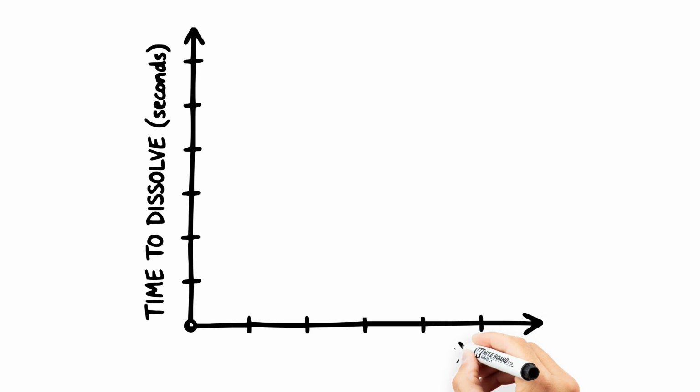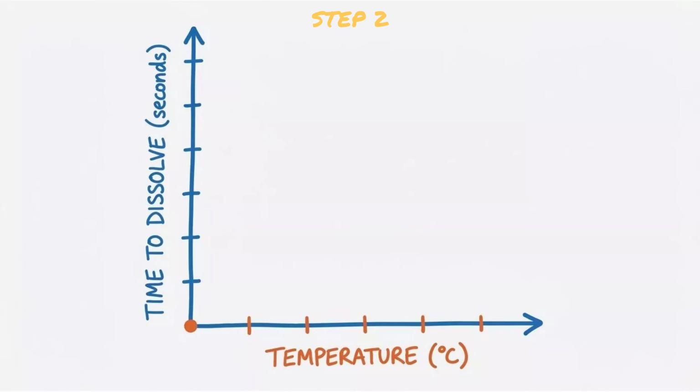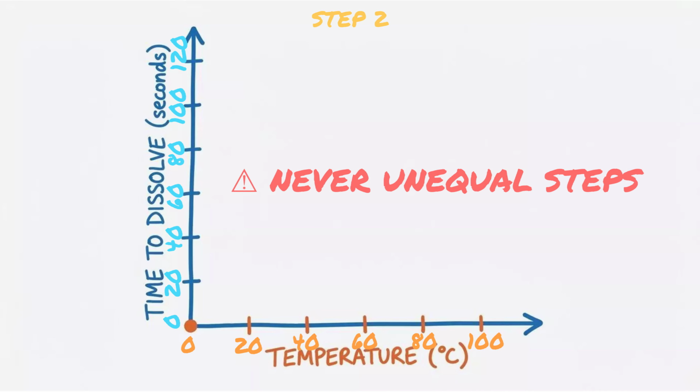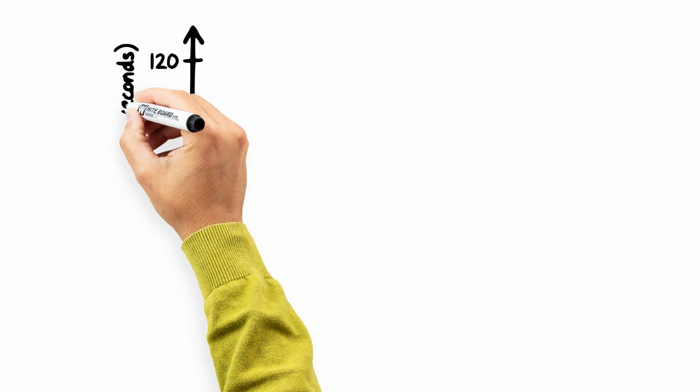Step 3. Choose the scale. Temperature runs 0 to 100, steps of 20 on the x-axis. Time runs 0 to 120, steps of 20 on the y-axis. Equal steps, always.